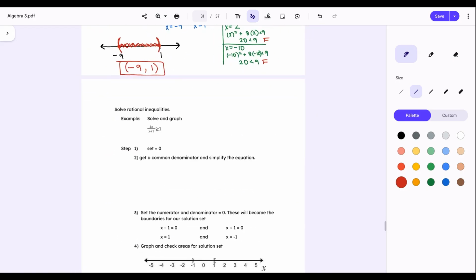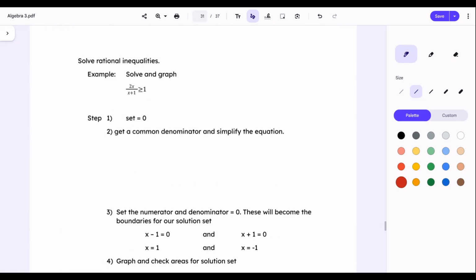Okay, so we're going to pick up here. We just talked about how to solve polynomial inequalities. Now I want to go over how you handle it if it is a rational inequality.